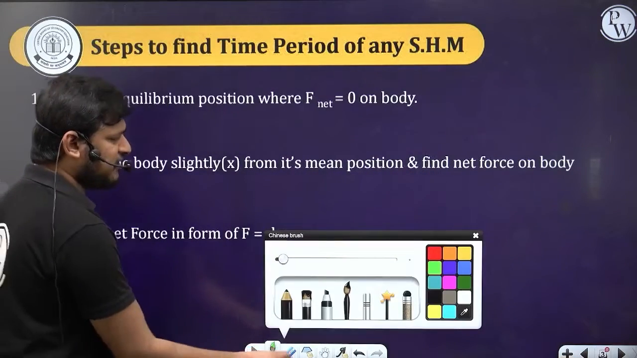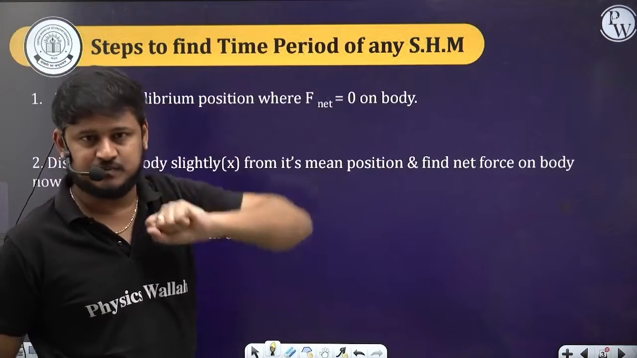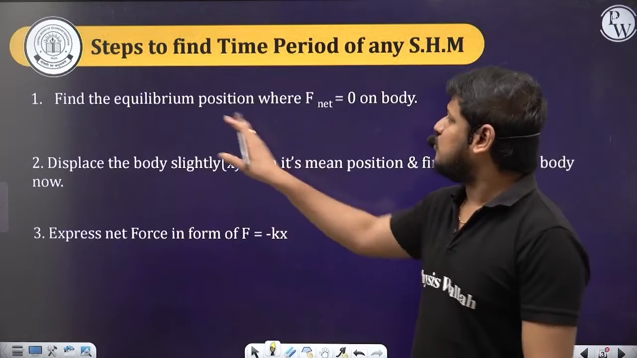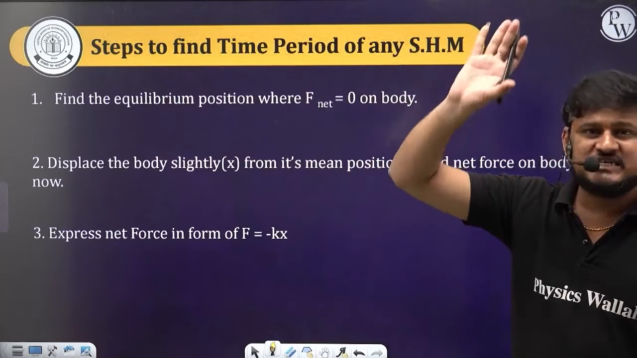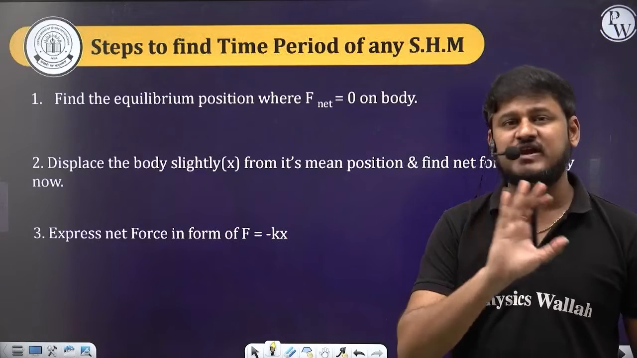So without wasting much time, let's get into today's interesting topic, that is finding the time period of any SHM. So, steps to find time period of any SHM. Okay, first we will consider the spring mass system here. There are 3 basic steps that we have to follow to find the time period of any SHM.